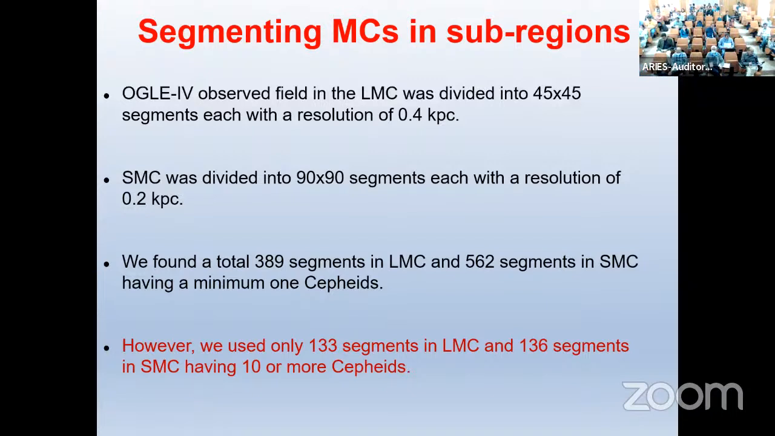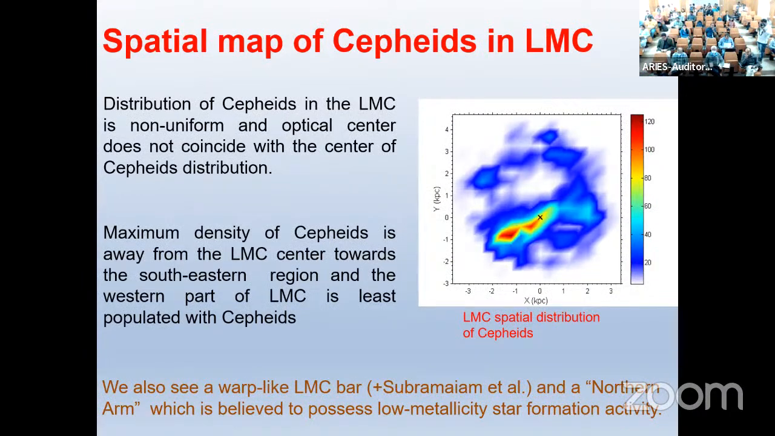But apart from that, when we were doing the reddening map, we studied the star formation in these two galaxies. As you see, we now have these segments, and for each segment we have the number of Cepheids, which is drawn in color-coded form. So you have the distribution of Cepheids in the LMC, and you can see a bar kind of structure, and the optical center is this one. But the number of Cepheids is not centered here; it is something like here. You can see the LMC bar here, and this is a tilted, warped form, a twisted structure.